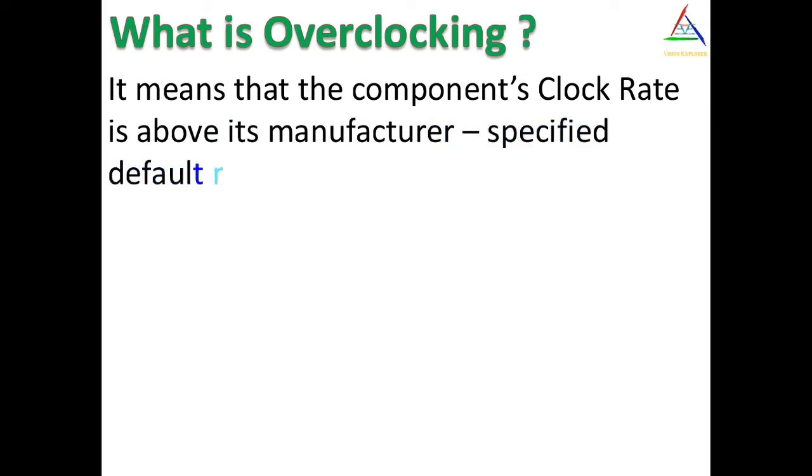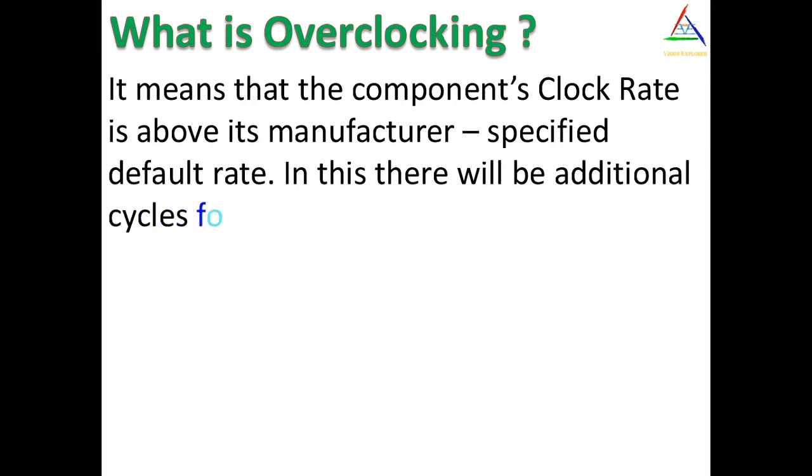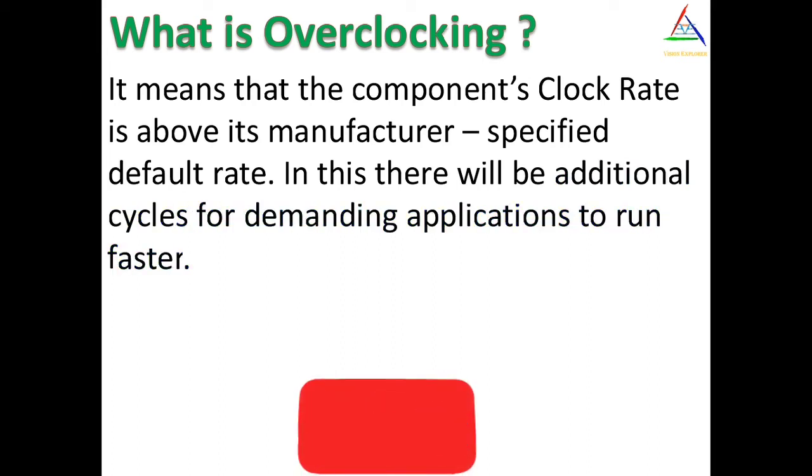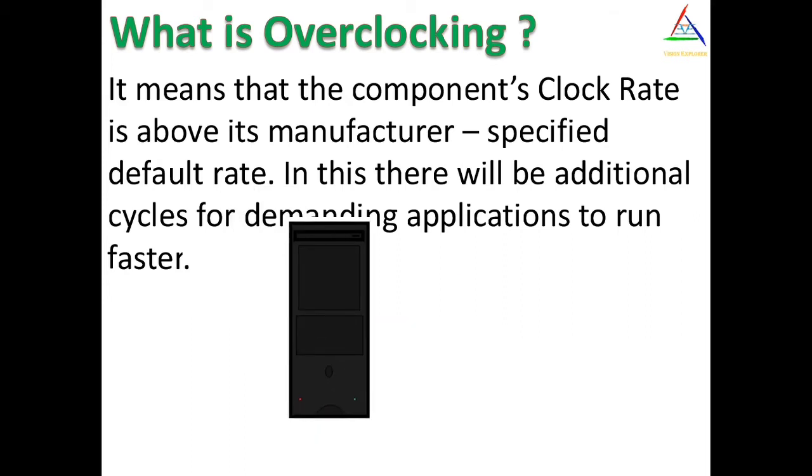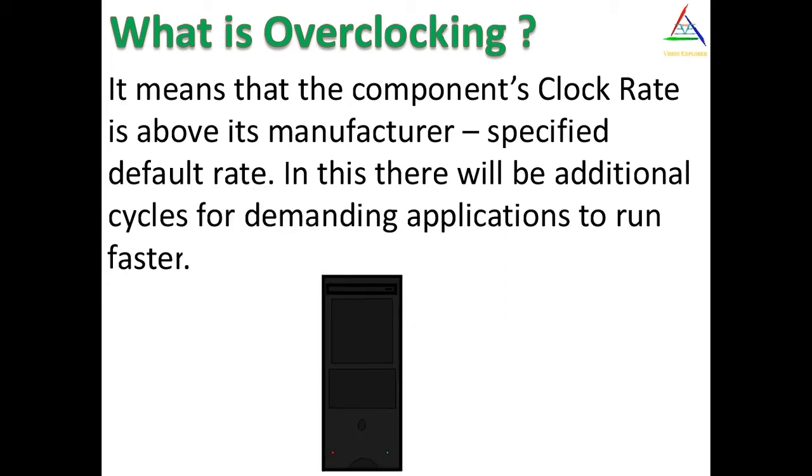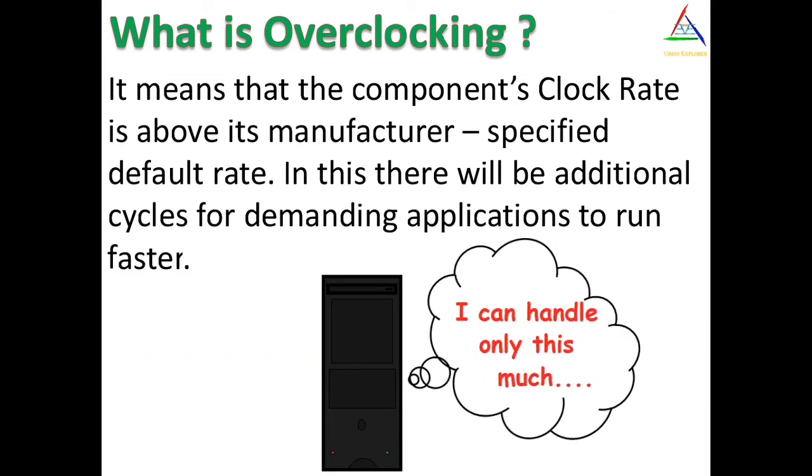In overclocking, there are additional cycles for demanding applications to run faster. Overclocking a specific component of a computer, like a CPU, may only help when the CPU is the bottleneck in performance, because performance also depends on many other factors. For instance, any high graphics game will be more hindered by the graphics sector than by the CPU of a computer.